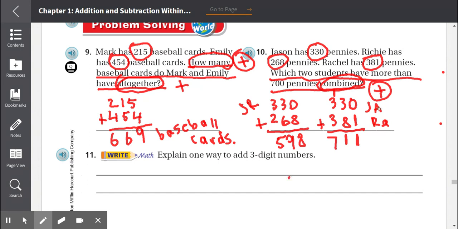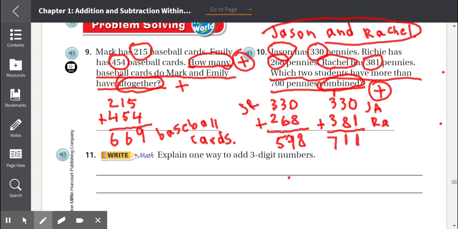So it was Jason and Rachel that had more than 700 pennies combined. So the answer is Jason and Rachel. So I'm going to put it up here, Jason and Rachel. So here's our answer, and I'm going to circle it. And they had 711 combined.